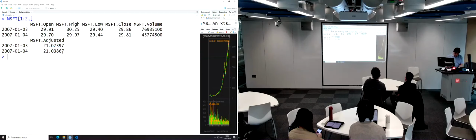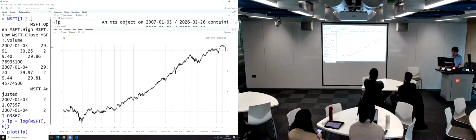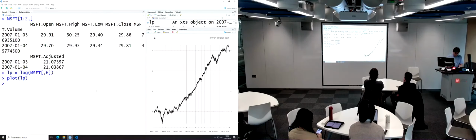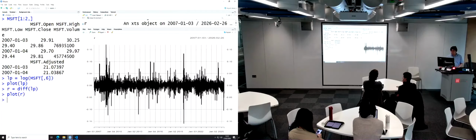And then we want to look at the log price. This is the 6th column. The 5th column is the volume traded in a day. So that's the log price. If you just plot the log price, you'll get basically the same graph, right? Something like this. The return R is then the difference of the log price. So you plot the return R, so that's the return.